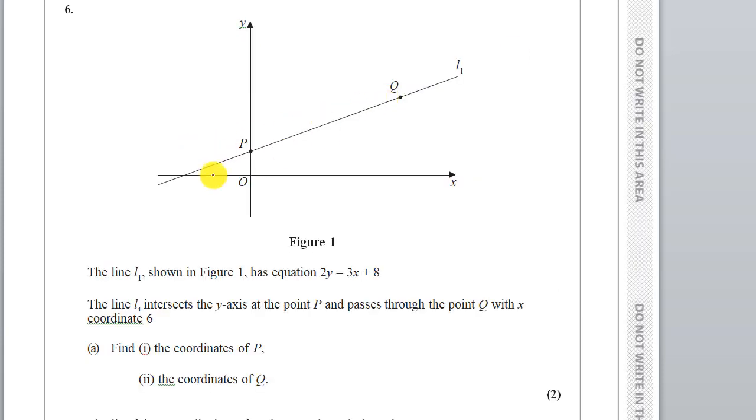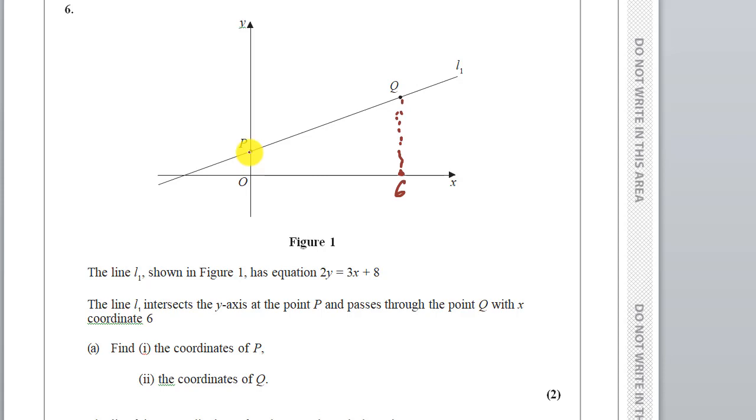Now we have this line PQ. Line L1 shown in figure 1 has equation 2y equal to 3x plus 8. The line intersects the y-axis at the point B and passes through the point Q with x coordinate equal to 6. So the x coordinate of this point is 6. Find the coordinate of B.